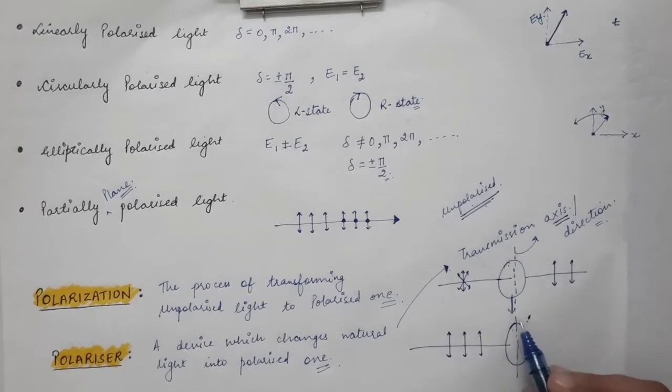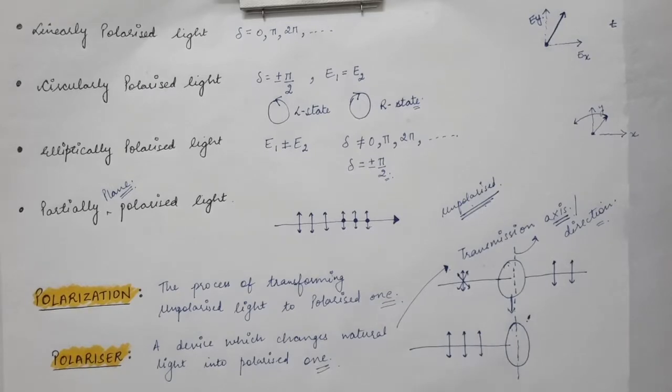So what will happen? The transmission direction is the direction along which the electric field will be allowed to pass through the polarizer. So this whole electric field will simply pass through the polarizer, because the directions of the electric field vibrations are along the transmission axis of the polarizer. So all these vibrations will pass through. So whatever the EM wave is on the left hand side, the same EM wave will appear on the right hand side. Means there will be no variation in intensity.